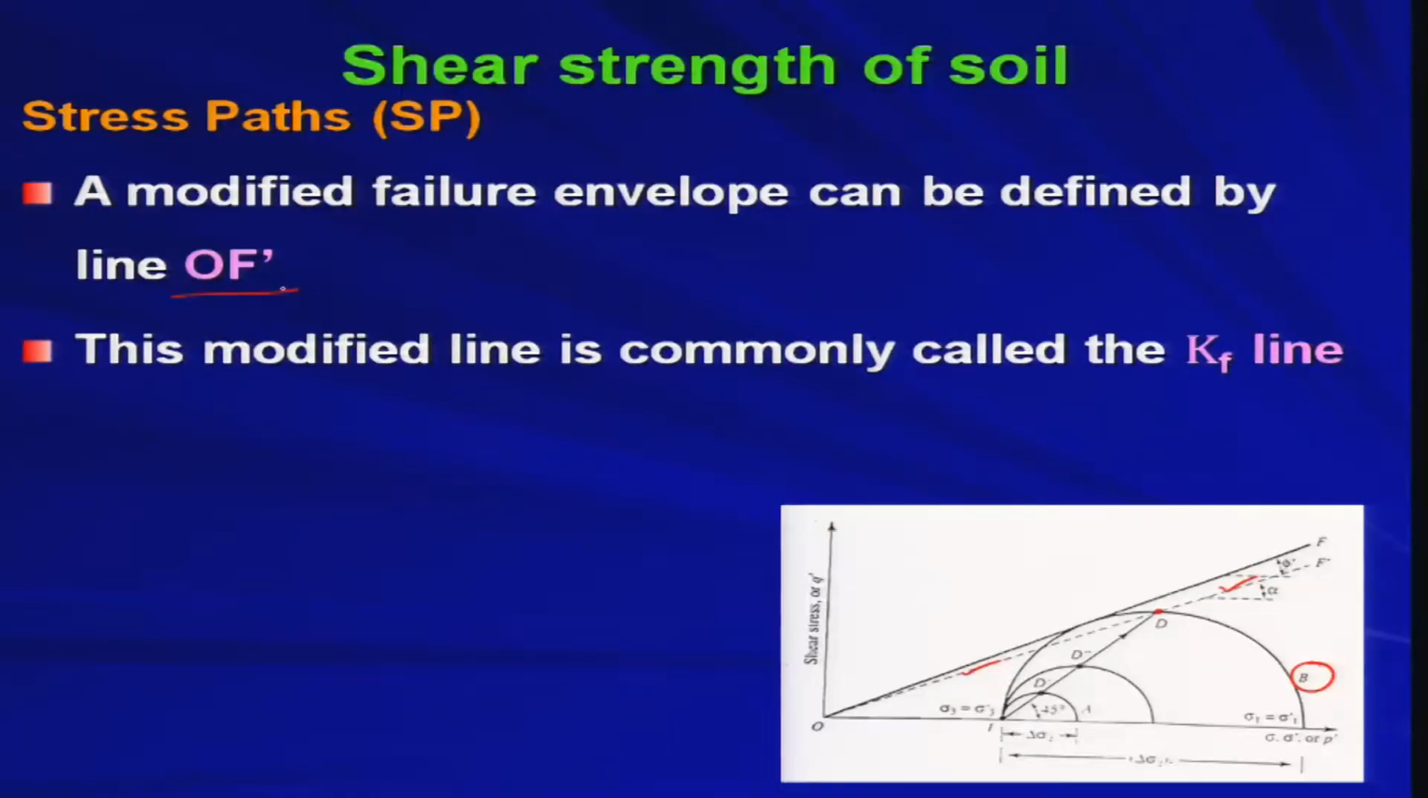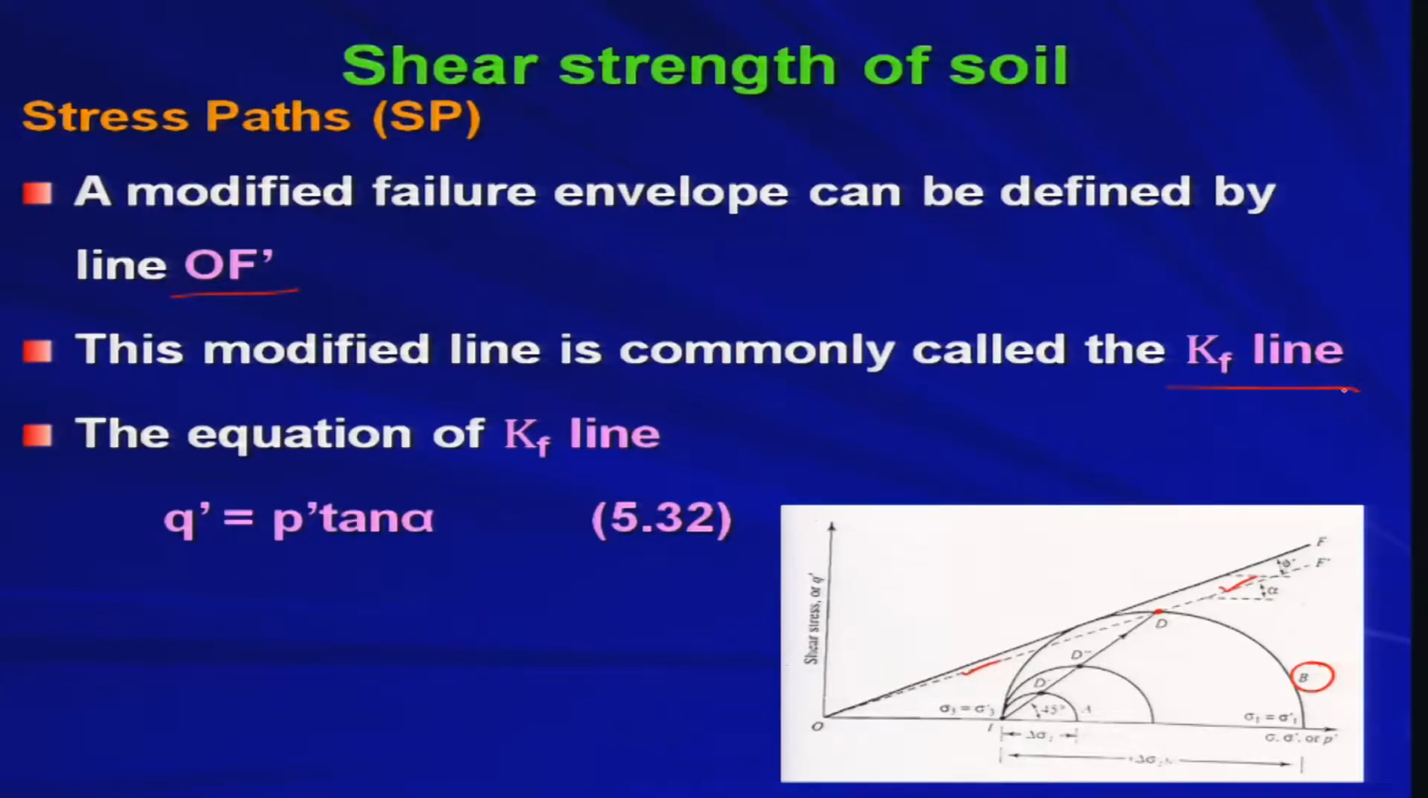This modified line is commonly called the KF line in soil mechanics. In some books, literature, journal papers or research papers, if they are mentioning the KF line, the KF line is denoted by this modified failure envelope, that is OF prime. So, OF prime is nothing but your KF line.